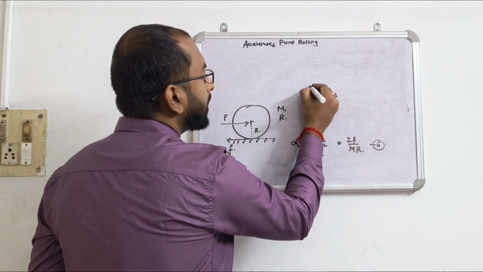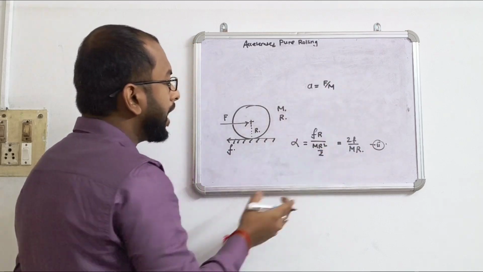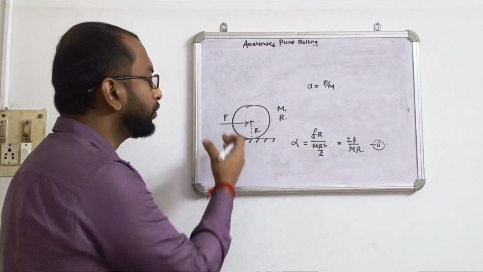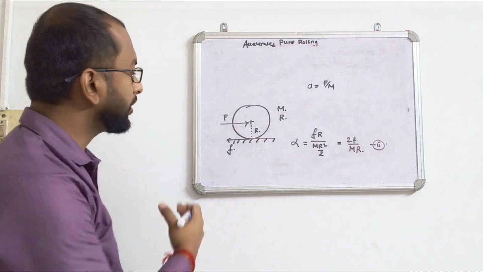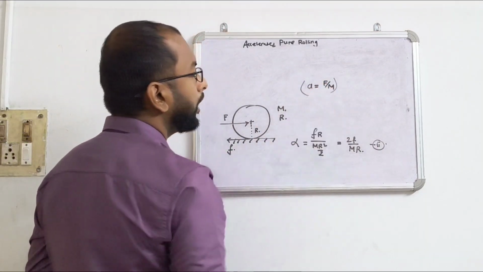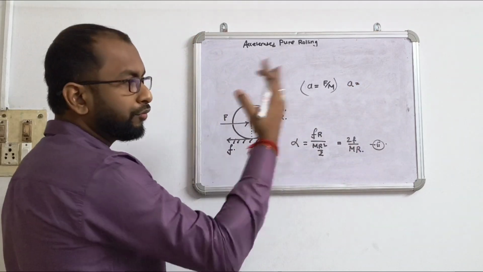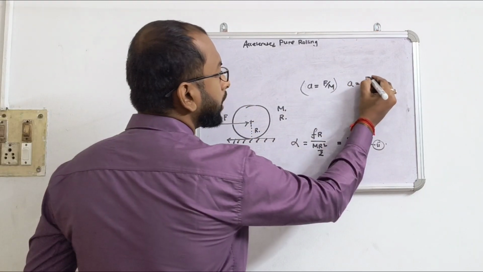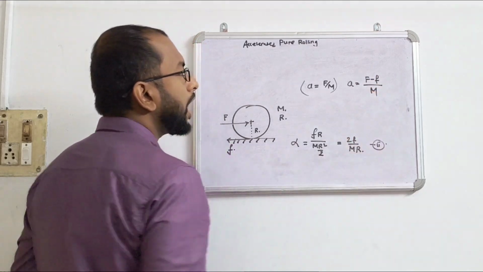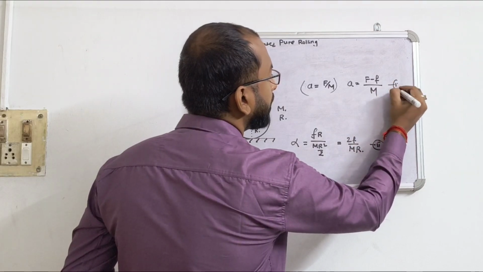But you have to understand that acceleration will no longer be F by m, because some other force is also acting in the backward direction to reduce its acceleration. That is the friction force. So you have to find out the new value of A. What is the new value of A? What is the net force in the forward direction? F minus f, divided by its mass, is the linear acceleration in the forward direction. So that is becoming our new acceleration.